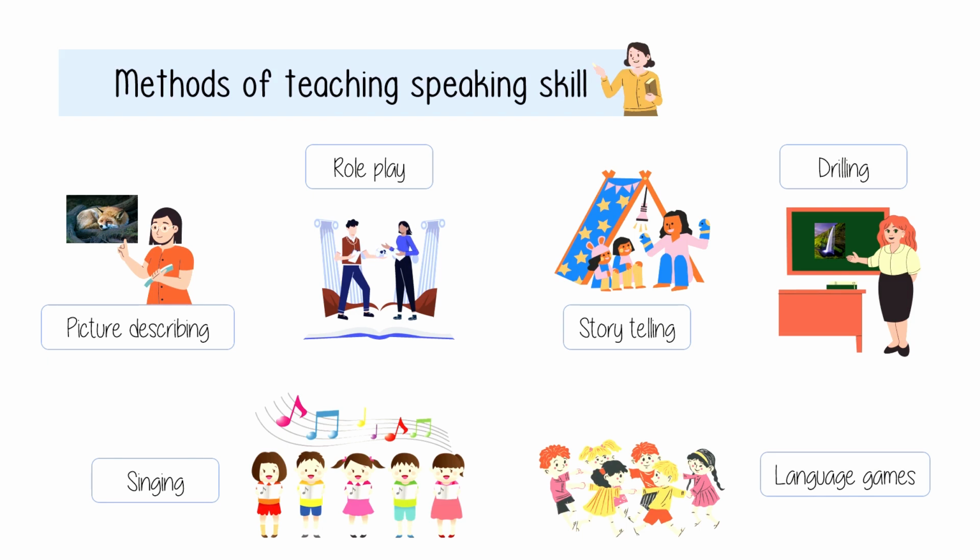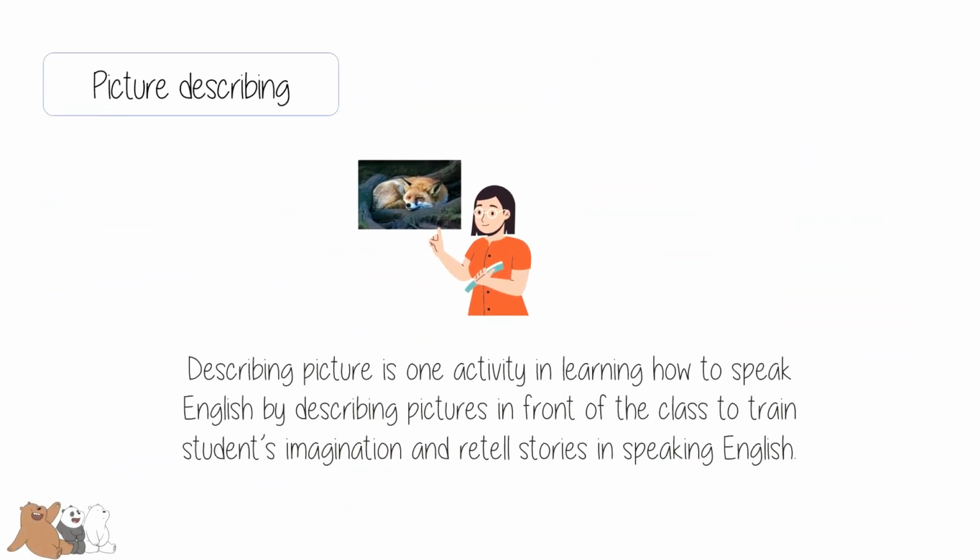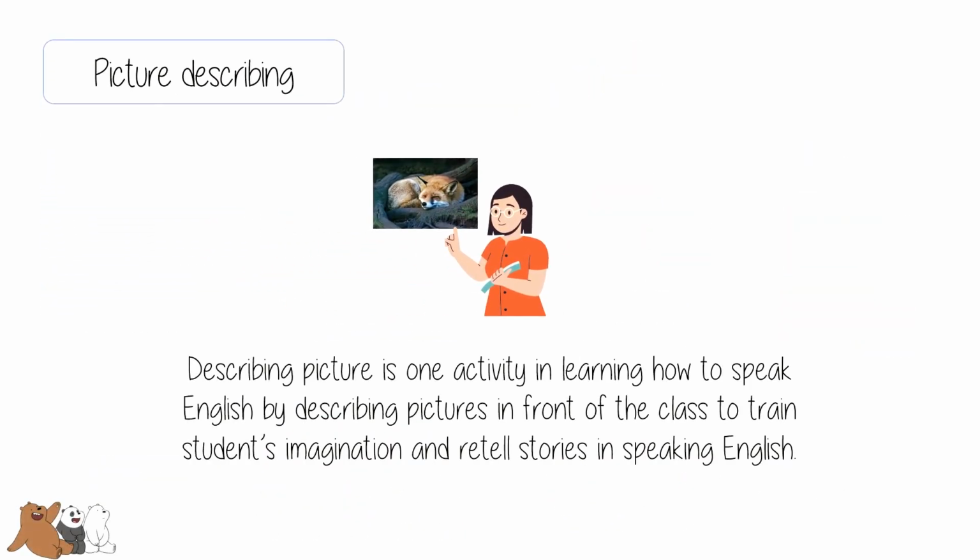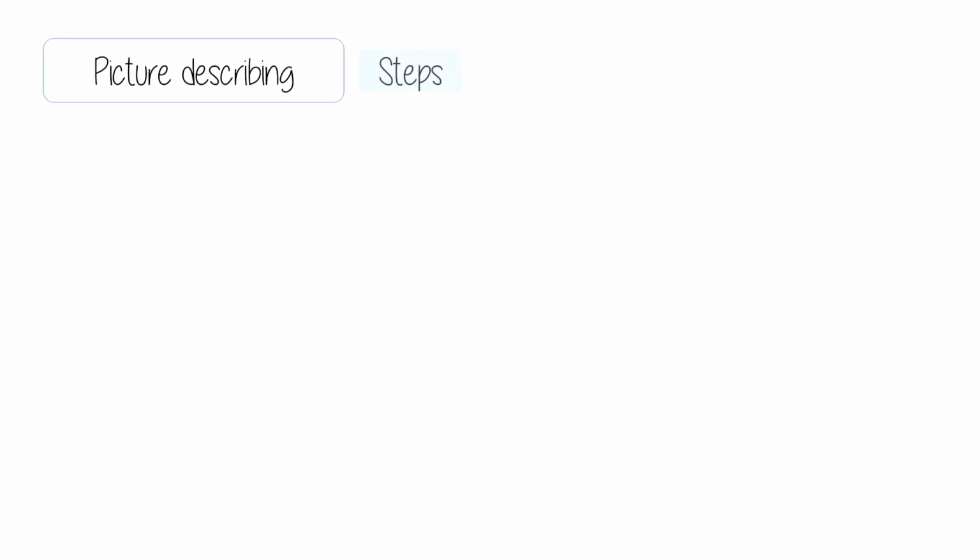Well, I'm not going to explain all of these methods, but I'll explain the two most commonly used methods to teach speaking skill. The first method is picture describing. Describing pictures is one activity in learning how to speak English by describing pictures in front of the class to train students' imagination and retell stories in speaking English. I think you already understand this method, so here are some steps in picture describing.